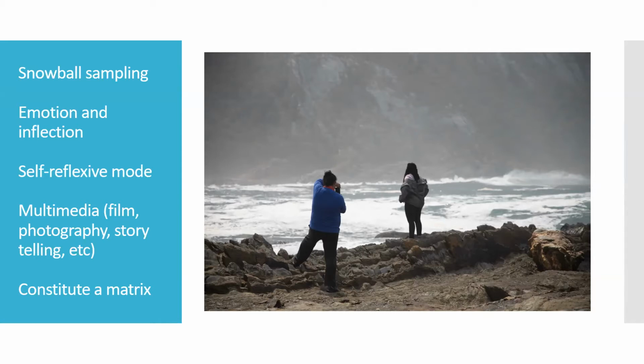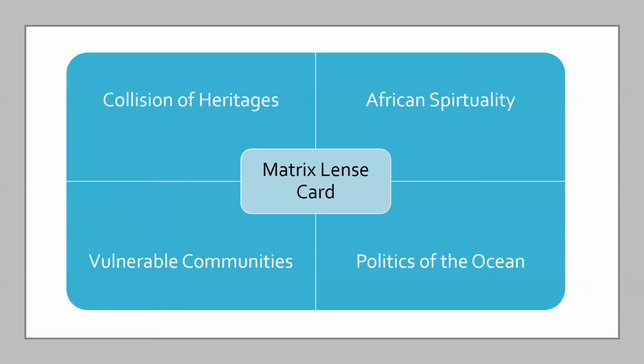The methodology also constitutes a particular matrix. The matrix lens card that we have proposed here, and are looking to develop further in other cases around ocean cultures that we are continuing to work on, is a card on which we plotted out some of the key areas from our participants that we needed to focus on. The first one would be collision of heritages.